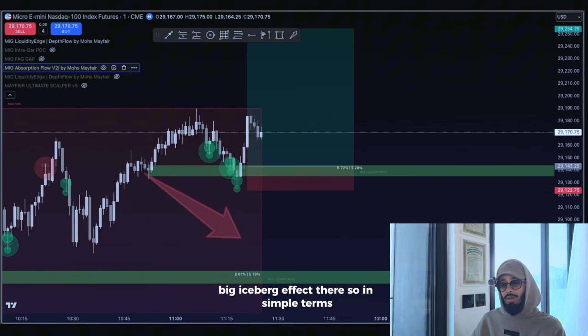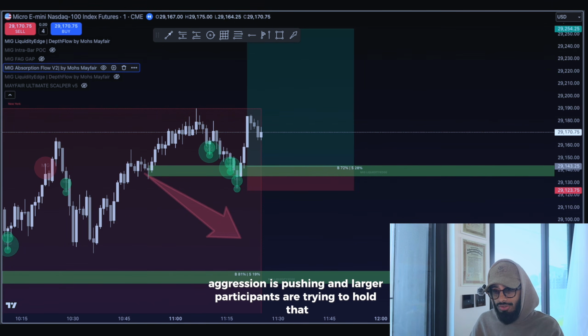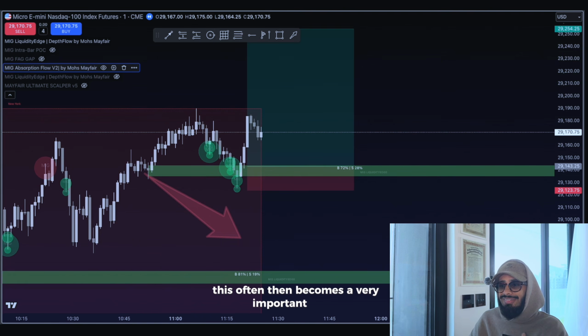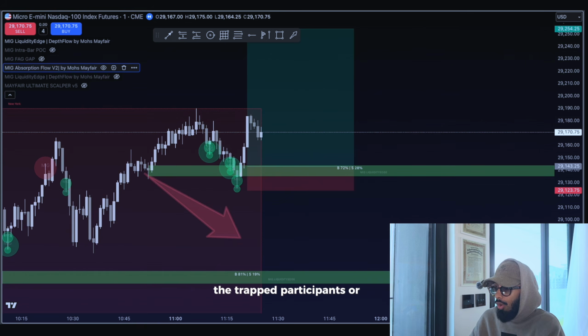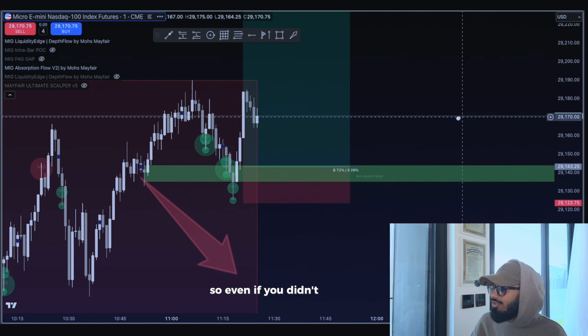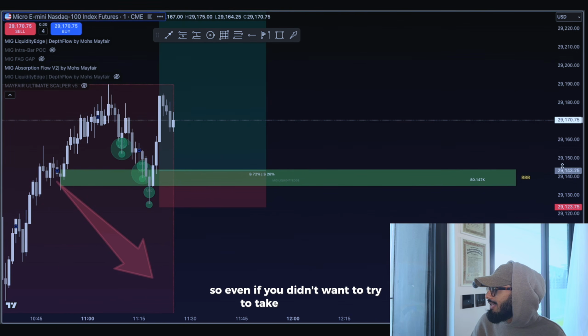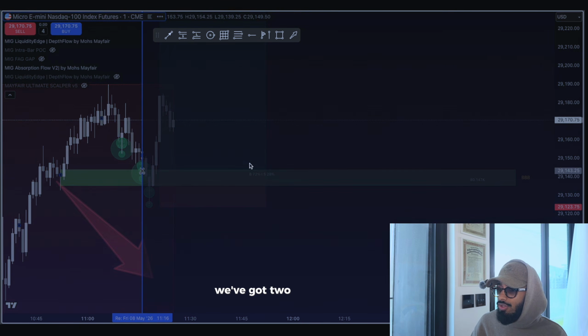So in simple terms, aggression is pushing and larger participants are trying to hold that. This often then becomes a very important signal because it shows the exhaustion, the trapped participants. Or, for example, in this, it shows this early participation. So even if you didn't want to try to take this as a limit, for example, if we were to go back, we've got two options.